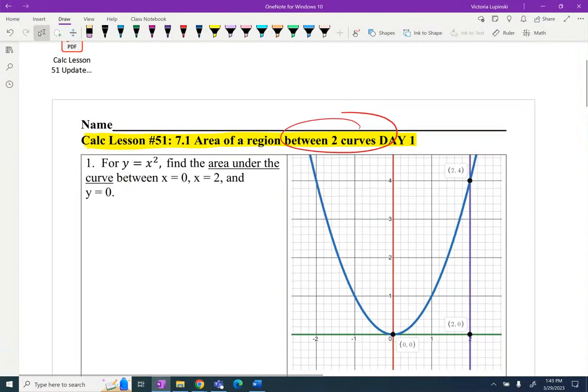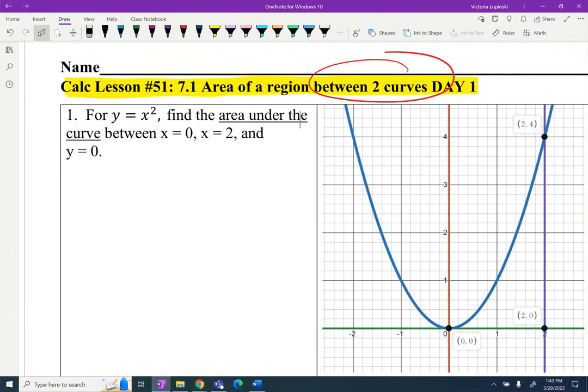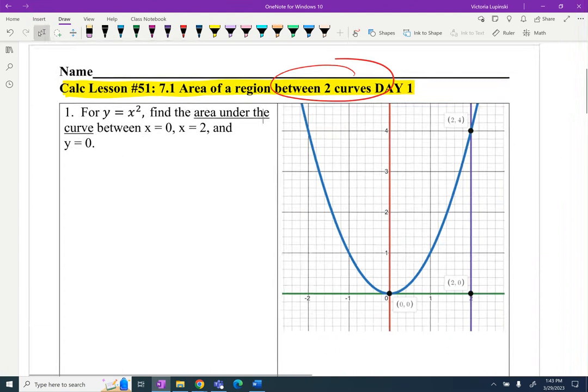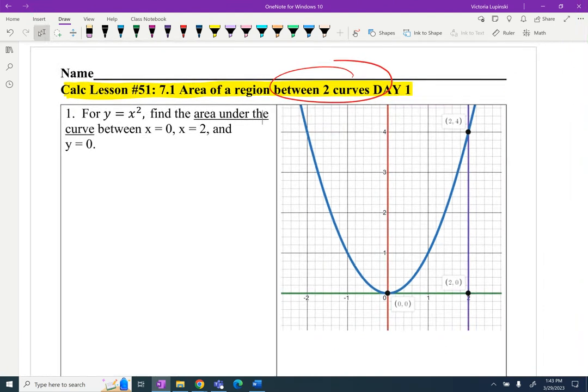Okay, so again, we're going to go ahead and talk about lesson 51 today, which is how do you find the area between two curves. The hardest part of this by far is graphing each of the functions, but like I just said, I did that part for you. So let's make sure we understand what's what.